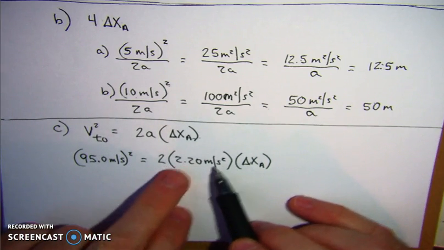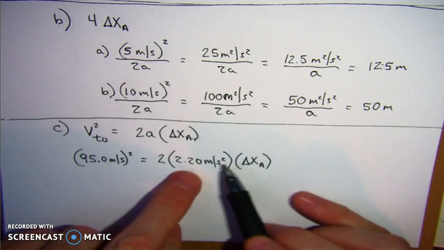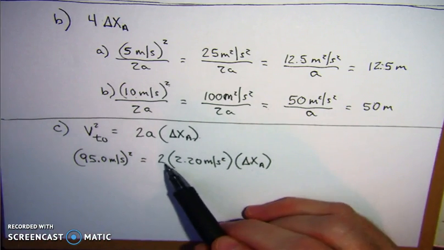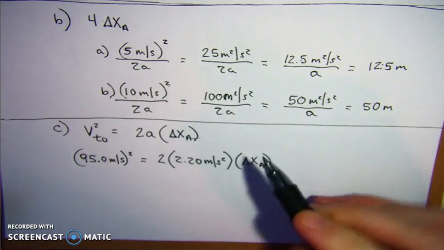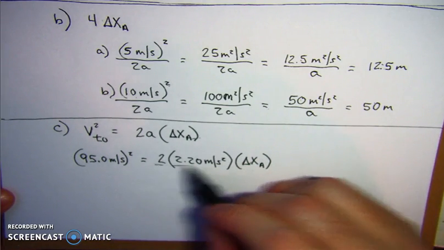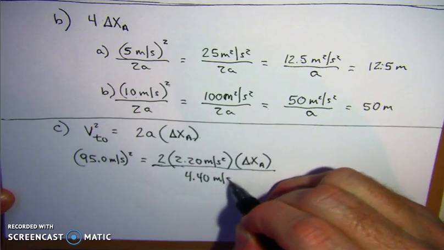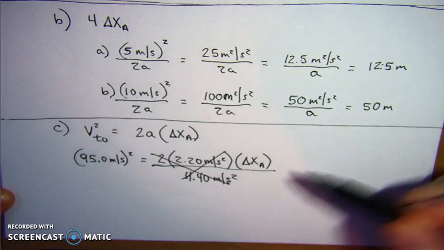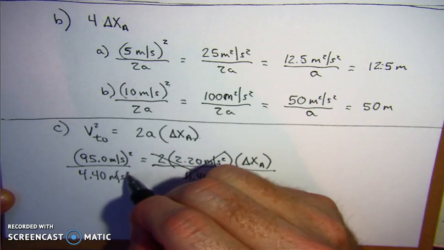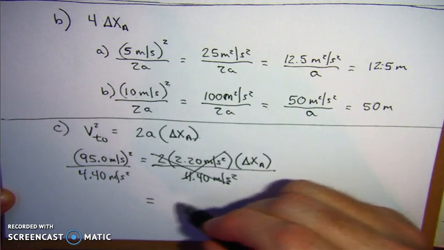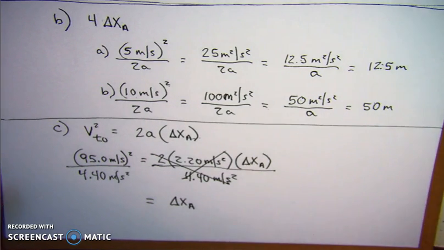You can either bring it all over like this or figure it up 2 times 2.20 and then bring that across. Well, hopefully you can recognize that 2 times 2.20 is going to be 4.40 meters per second squared. So I'm going to go ahead and divide this out by 4.40 meters per second squared. That will cancel that out. And then divide by 4.40 meters per second squared. And this will all cancel out on this side. And that will leave us with our minimum distance for the runway.